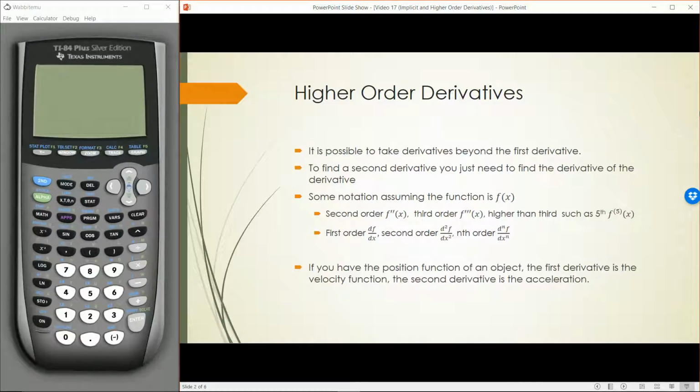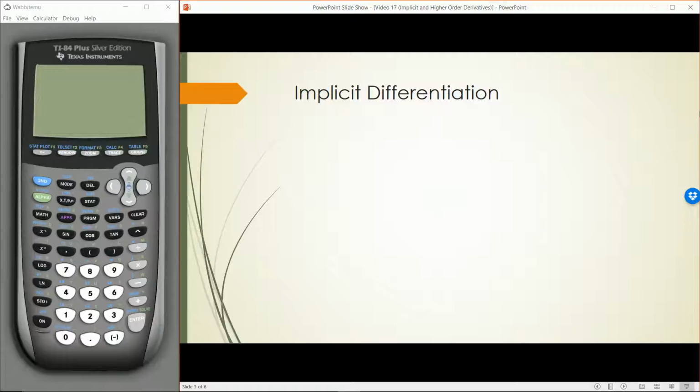Now, one last thing I want to talk about for higher order derivatives is if you have the position function of an object, you should all know that taking the first derivative will give you the velocity function. But if you take the derivative of that, it will lead you to the acceleration function of the object. So that's one of the reasons why higher order derivatives are useful. You can go beyond that. There's jerk and a bunch of other funky stuff that, unless you are dealing with physics, most people don't care about. All right. Implicit differentiation.